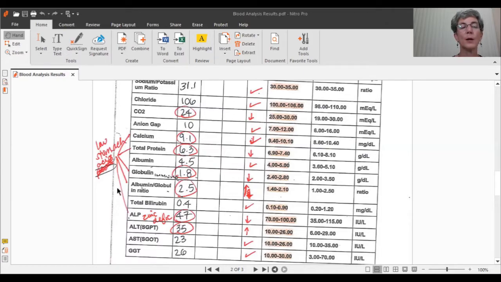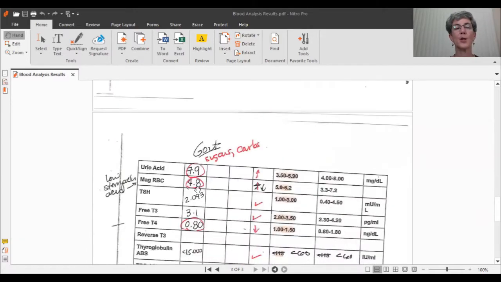Along with these going low with low stomach acid, we typically see iron drop low, B12 can drop low, folic acid can drop low. We also see magnesium dropping low with this. So all of these deficiencies can be caused by poor digestion and low stomach acid.